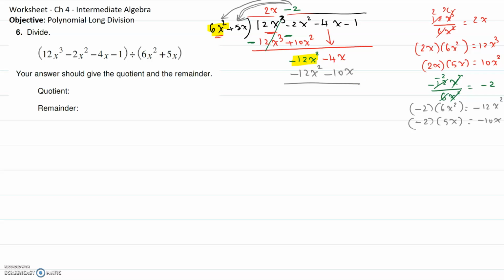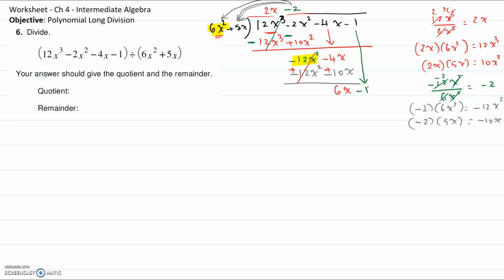So every time we have to subtract the second row from the first row. So change the sign throughout the second row. So negative will become positive. Negative will become positive. So negative 12x squared, positive 12x squared, when you add, they cancel out. Then you get here negative 4x, positive 10x. So that will be 6x. Now you need to bring the negative 1 down.